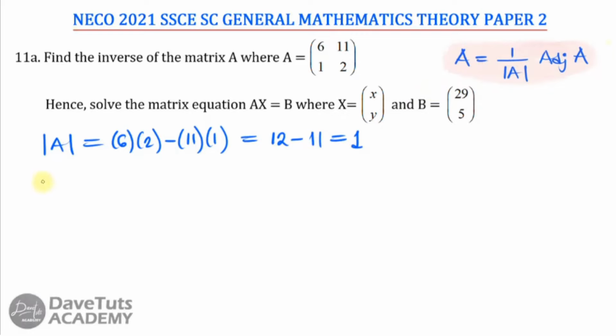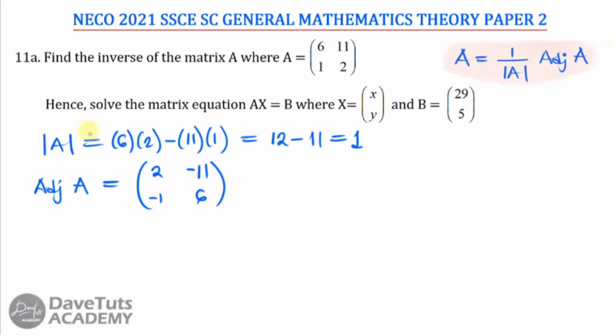Now, how do we get the adjoint of the matrix A? Just observe this. While we have elements in the leading diagonal, we are going to swap their positions. So we say this is 2 and 6. Then for the other diagonal, we need to put a negative sign in front of those elements.